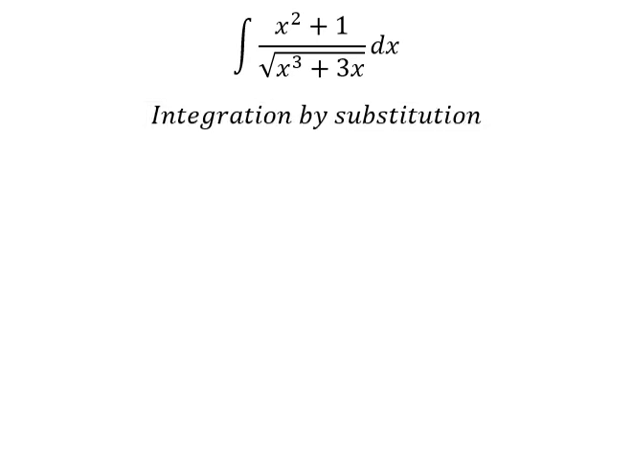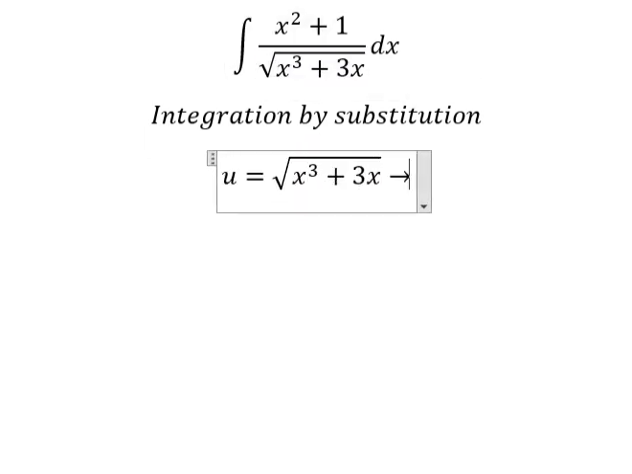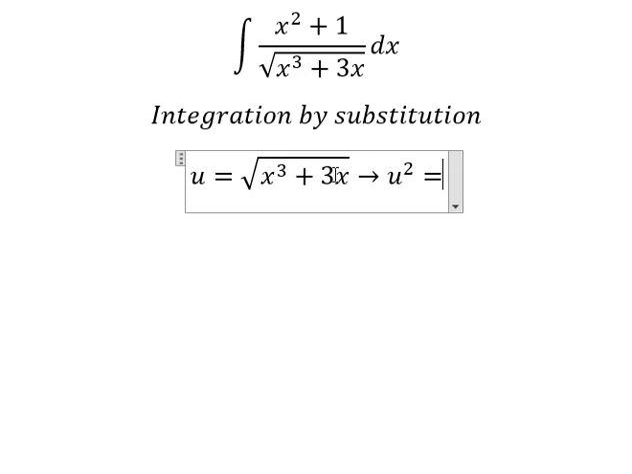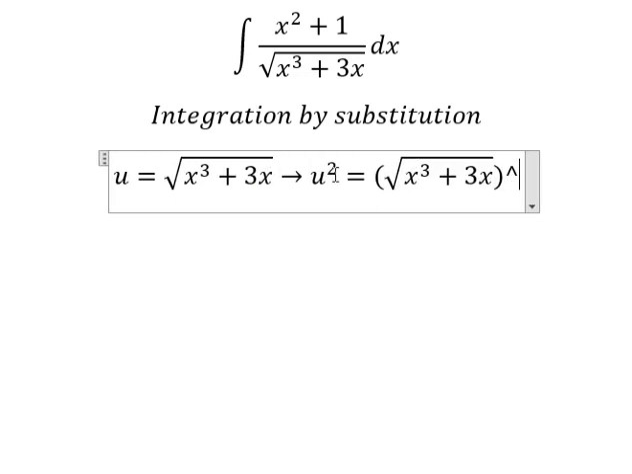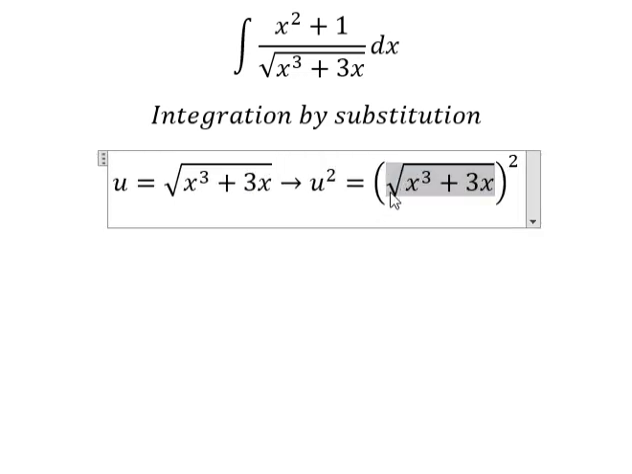So I will put u equals to this one. Later we square both sides to cancel the square root.